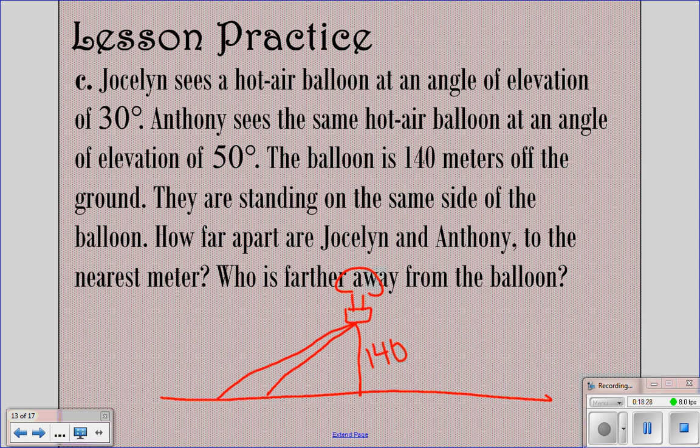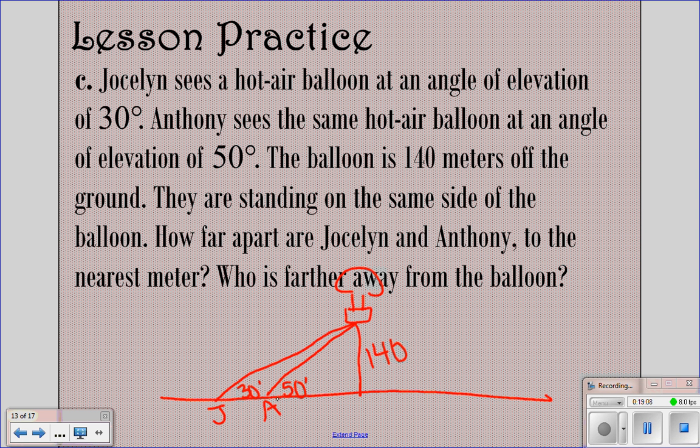Now, one of them is at an angle of 30, and one's at an angle of 50. It doesn't matter where you put them if you don't know who is further away from the balloon. But if you look at the angles, this angle is going to be bigger than this angle over here, and so Jocelyn is going to end up being further away from the balloon. But if you don't know that, just draw two separate figures and then do the math to determine who is actually further from the balloon. So we're going to have to figure out what is the distance of the hypotenuse for each of them.